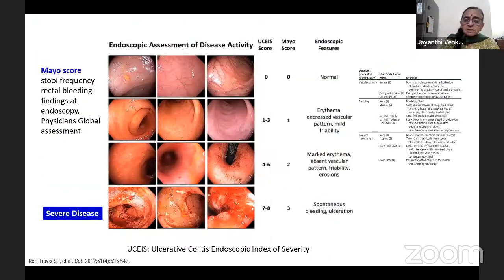So we have 2 scoring systems for endoscopic assessment. We have the UCEIS scoring and the Mayo score, and it is shown here. And if the UCEIS score is 7 to 8, it is severe. For the Mayo, it is 3. So these are the simple endoscopic scoring systems. While reporting a colonoscopic report, we use this calculator and mention in the reporting system whether the patient has mild disease, a moderate disease, or a severe disease.